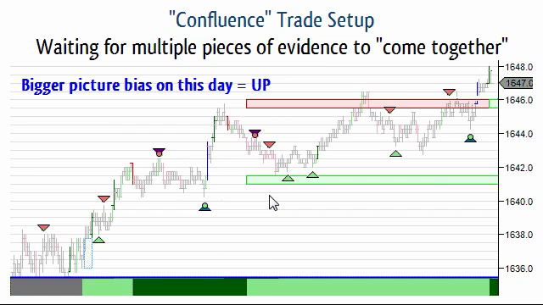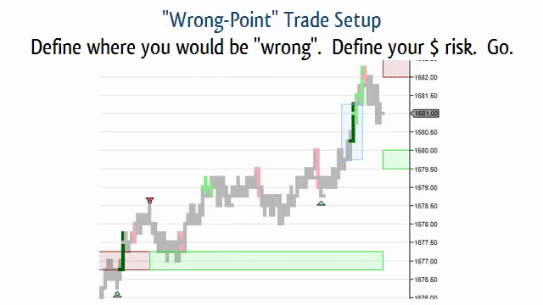That's kind of the first concept that we teach, and I think it's certainly a very powerful concept. It requires a little bit of patience, but it's again a very powerful idea. Another trade setup, and this is something I like as well, is what we call the wrong point trade setup.